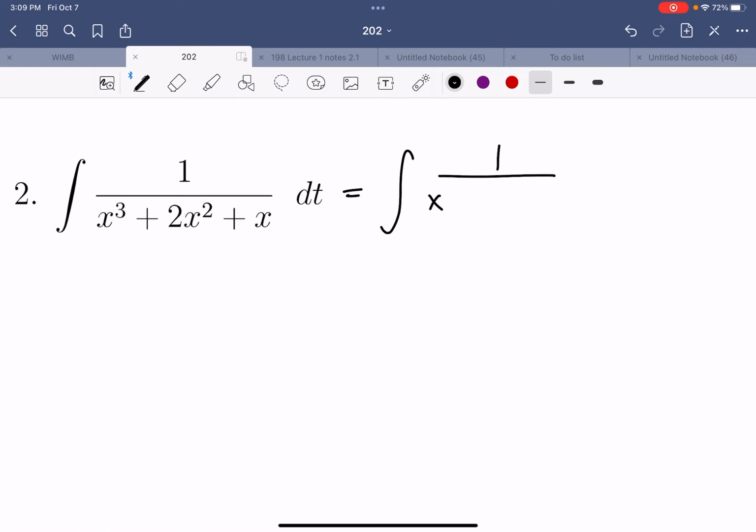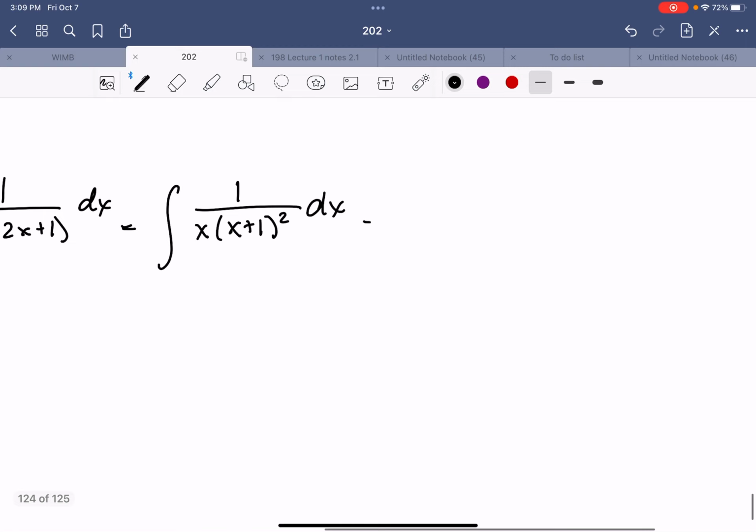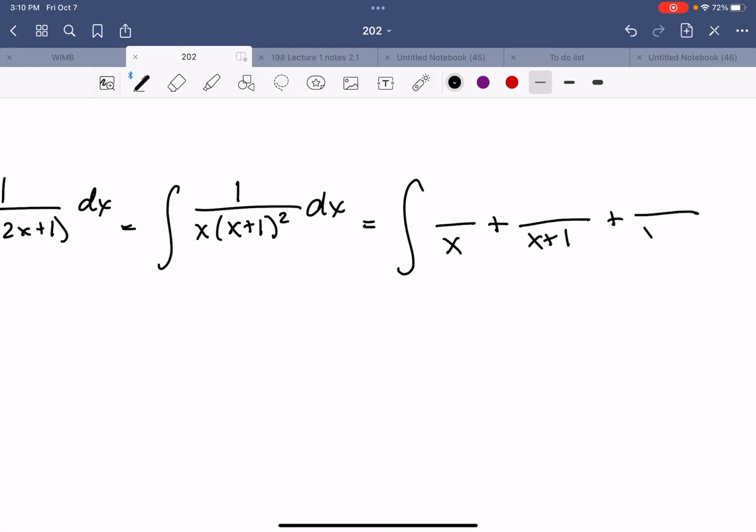So if we take out that x, I can see that I then have a remaining perfect square trinomial that I can factor as x plus 1 squared. Okay, now when we expand this, I get an x on the bottom, and x plus 1 on the bottom. And an x plus 1 squared on the bottom.